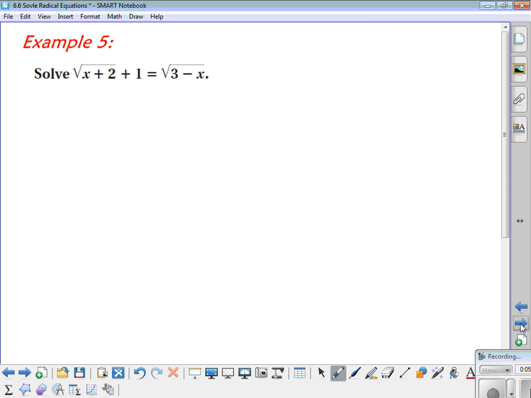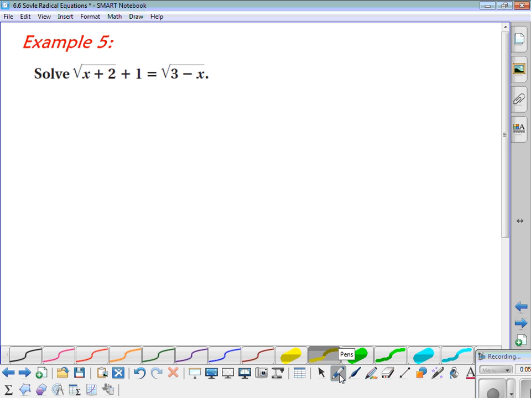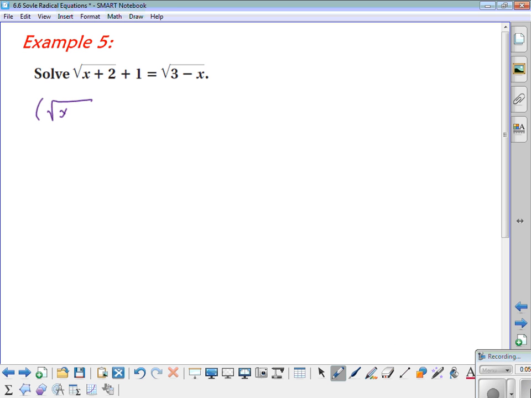All right, so now we're going to do a problem where we have radicals on both sides. So it's a little bit harder to isolate when you have two of them. So the first thing we have to do is isolate one of the radicals, square both sides, and then we're still going to have a radical left. Then we'll isolate the one that's left over. So the first thing I'm going to do in this case then, since I already have one of my radicals isolated, is I'm going to square both sides. I'm going to take the square root of x plus 2 plus 1. I'm going to square that. And the square root of 3 minus x, and I'm going to square that.